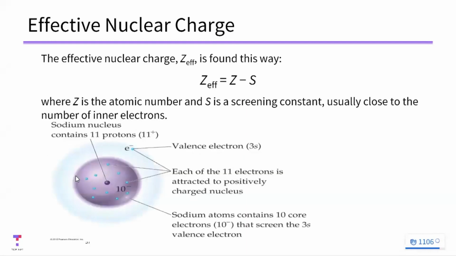We can estimate effective nuclear charge by taking the atomic number of an atom and subtracting from it the number of core electrons in that atom. And so that's what S is. S can be referred to as the shielding constant or the screening constant. But the basic idea behind S is it's the number of core electrons. The more core electrons there are, the better shielding is going to be present.